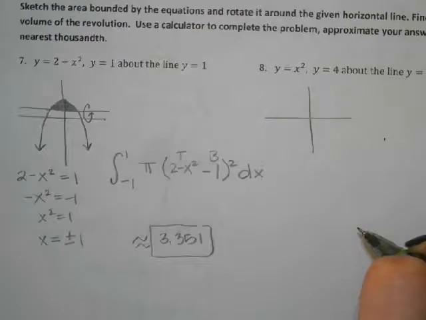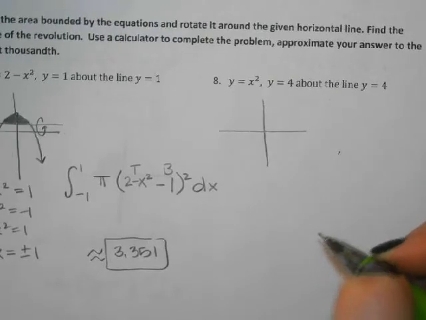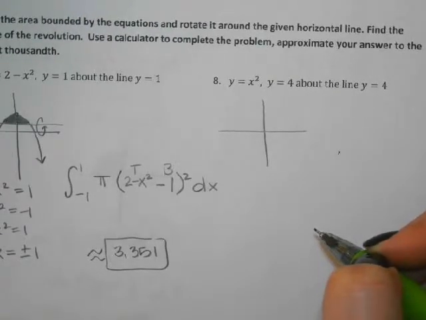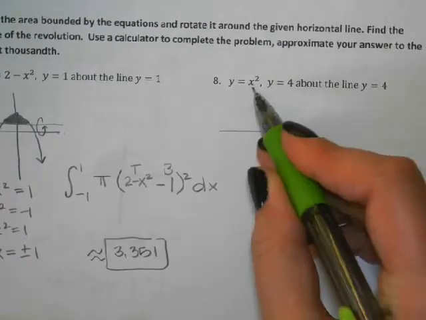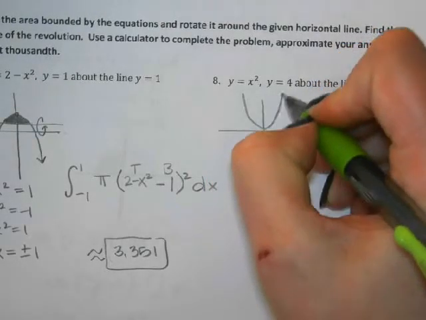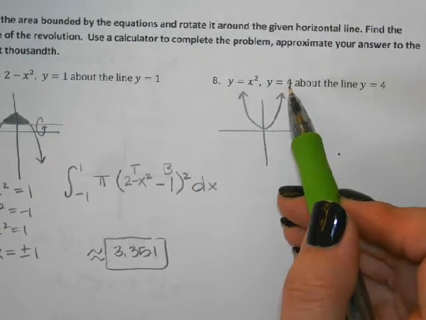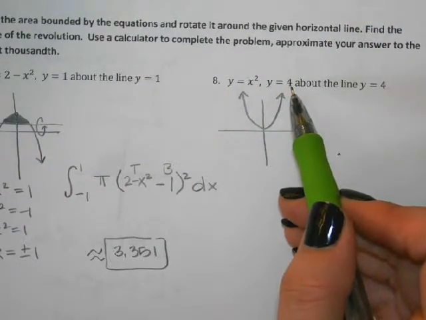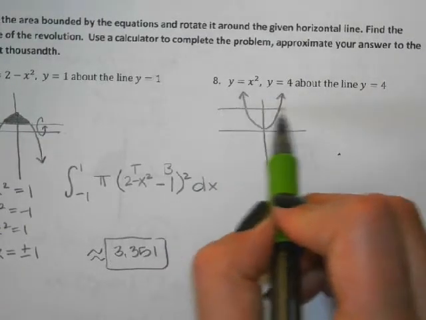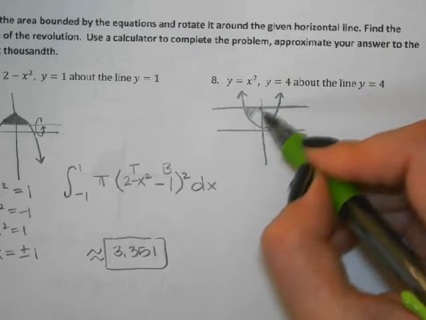All right, let's graph number 8. What does number 8 look like? So just a normal parabola, no transformations have happened to it, so just a normal parabola going up. And then the line y equals 4, which is horizontal at 4. So here is our shaded region.